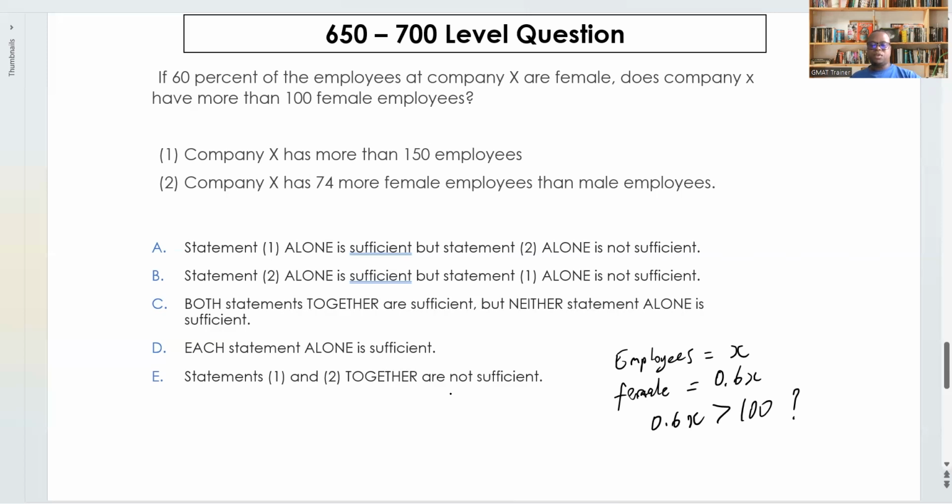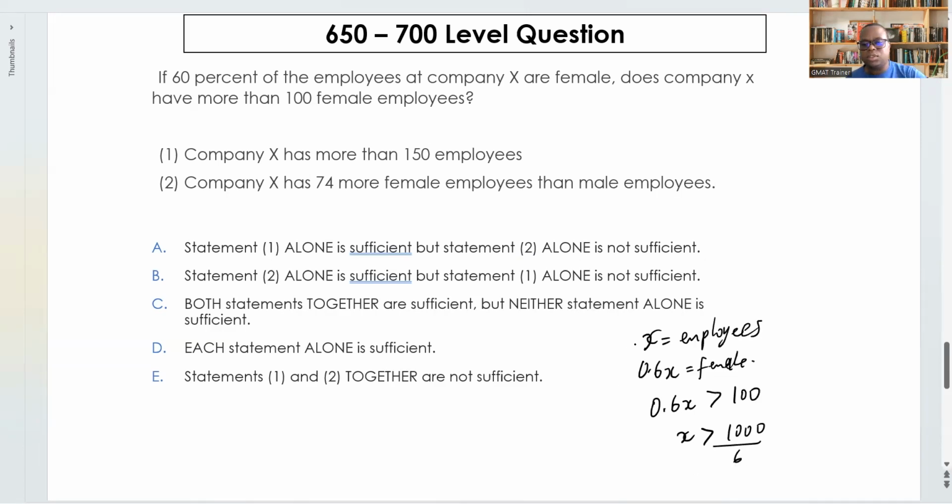So if you want to know whether 0.6X is greater than 100, then X needs to be greater than 100 divided by 0.6. 100 divided by 0.6 gives 166.67. So X needs to be equal to or greater than 166. If you find X to be equal to or greater than 166, then yes, that is sufficient.